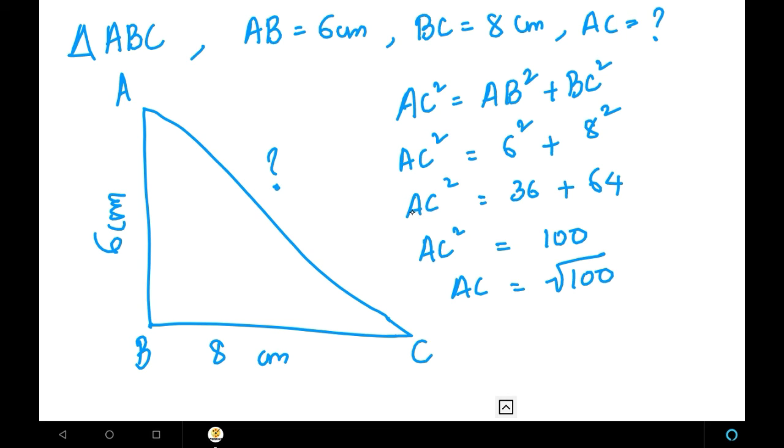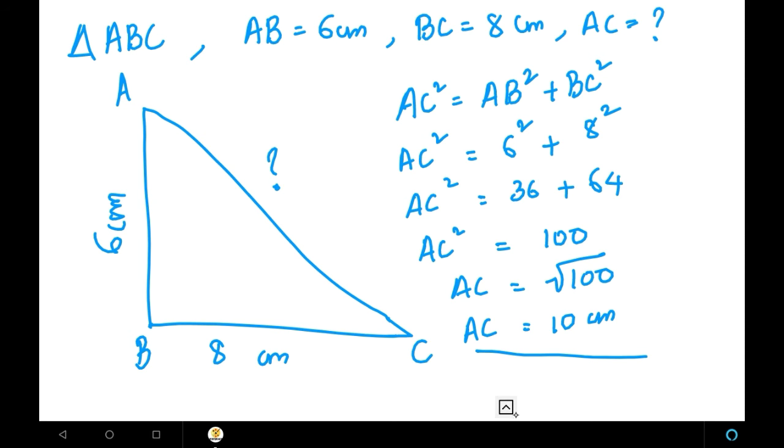On LHS, AC is squaring. When it comes to RHS, it will give square root. So square root of 100 gives me 10. Why 10? Because 10 into 10 gives me 100. So when I take a square root of 100, I'll get 10 centimeters. So AC is 10 centimeters.